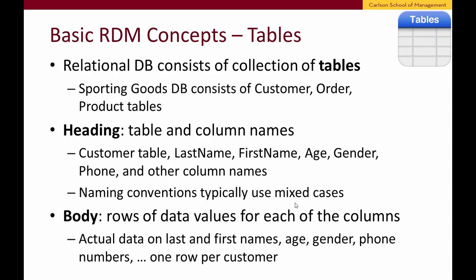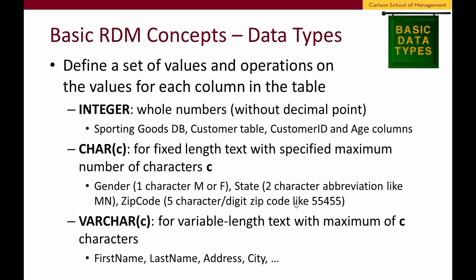The tables in a relational model, similar to data sets you typically encounter when working with spreadsheets, consist of a heading with a table and column names, followed by rows of data values. The customer table in our sporting goods example may include last name, first name, age, gender, phone number, and a host of other columns describing different attributes of customers. The body of the table consists of the actual customer data values, one row per customer.